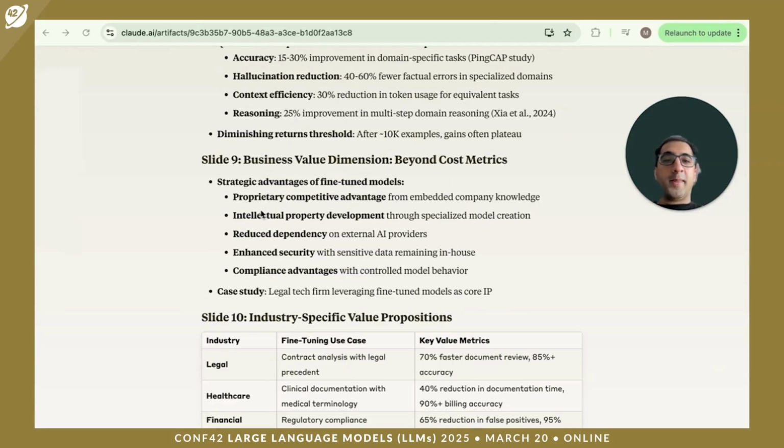And then the other benefits that are extremely important to consider here are, if you have your own fine-tuned LLM on your own proprietary data, that also gives you an advantage because that's your own IP.